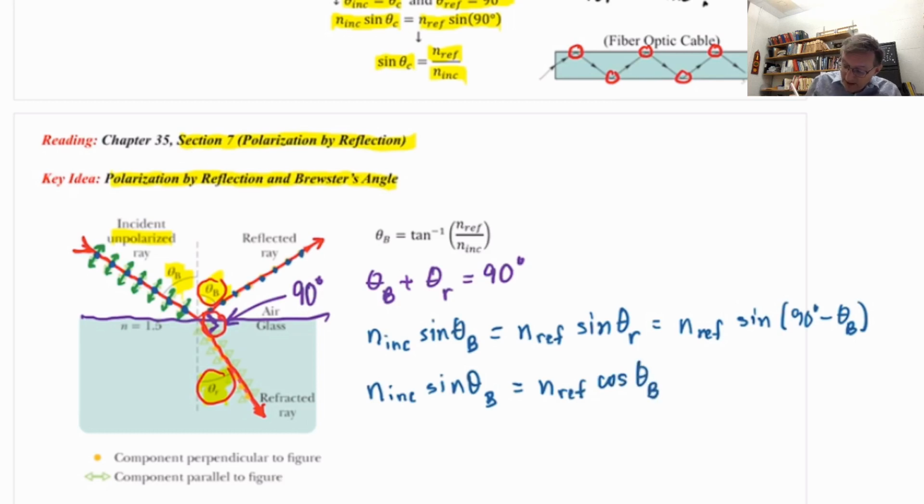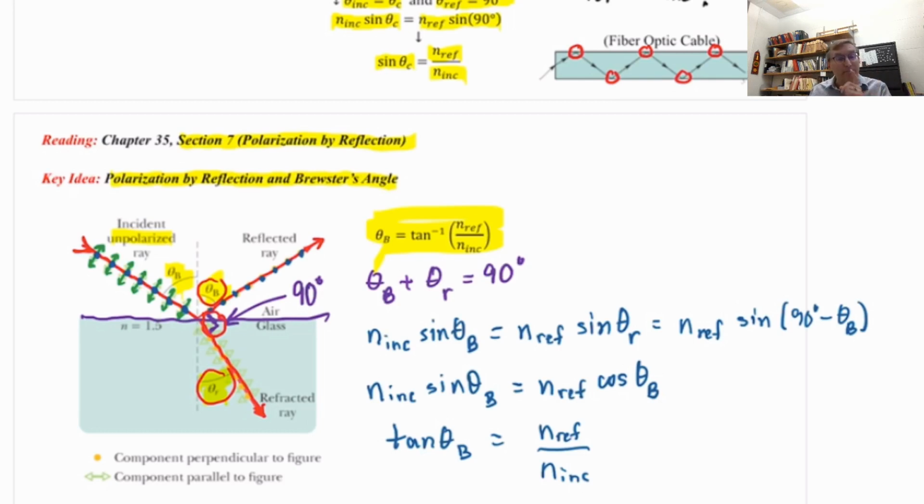Now it's easy to solve for theta b. Divide by cosine, and you get tan theta b equals n refracting over n incident. And then take the inverse tangent of both sides, and you have a way to calculate what's called the Brewster angle for reflection from an interface between two materials. And if the incident light is unpolarized and comes in at that Brewster angle, the reflected light will be linearly polarized with the direction of the electric field oscillation parallel to the interface.